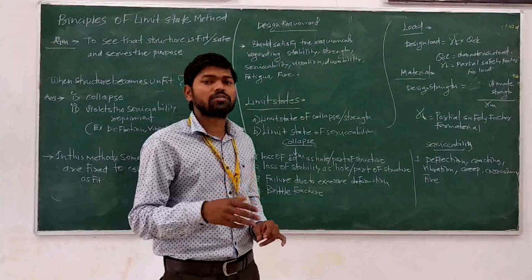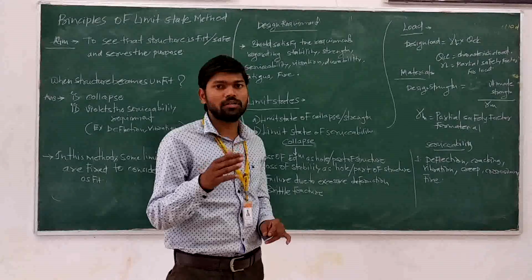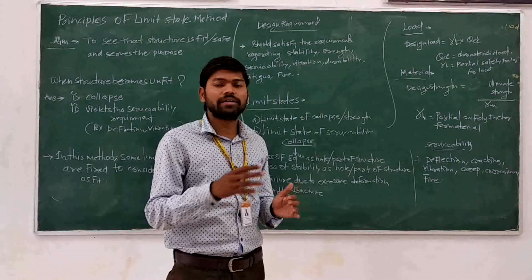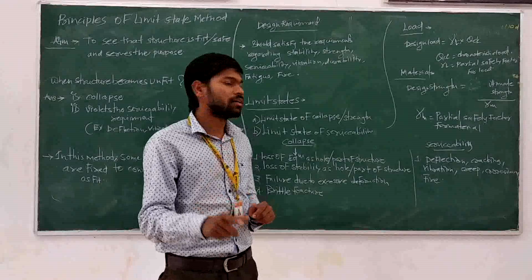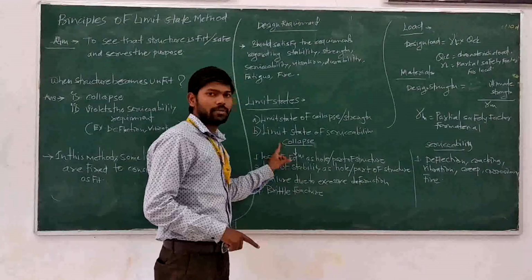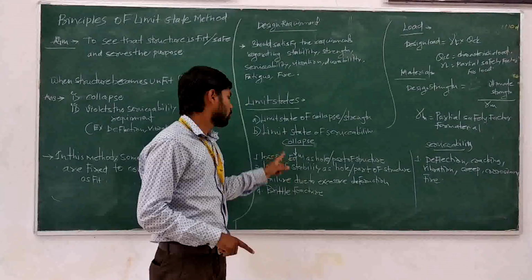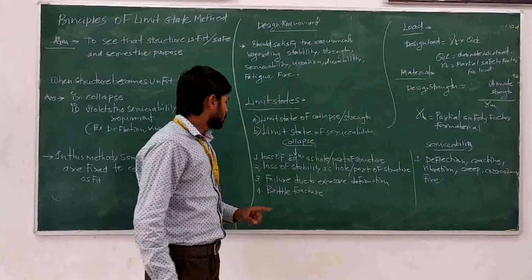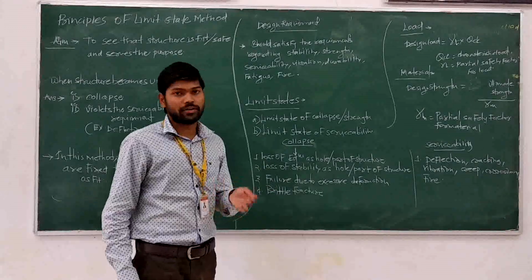If any material or structure fails due to excessive deformation, that is, if its deflection is large and it fails, then that will again be considered in the limit state of collapse. This is the third limit. Then the fourth one is the brittle fracture.